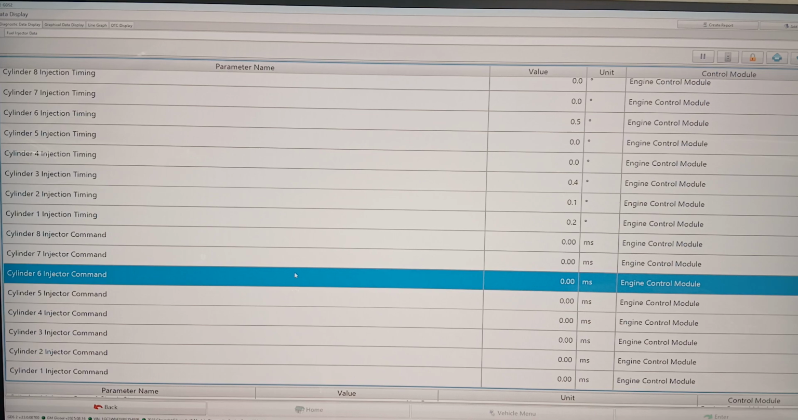What is the quality of the fuel? Always go to your water and fuel separator and pull a sample and do some testing on that diesel fuel to see if it's actually good, clean fuel or not.